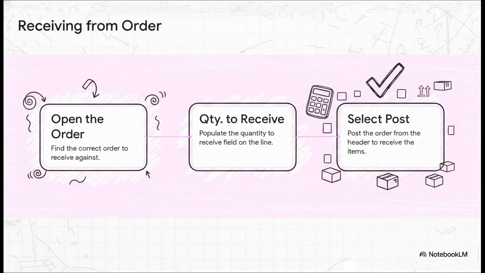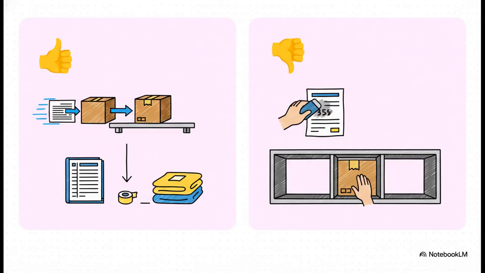Somebody opens up the order, they punch in how many items they got in the quantity to receive field, and they hit post. Boom, done. The items are in your inventory. Super simple, right? But, and this is a big but, that simplicity comes at a price. On the plus side, it's really fast. And it's actually the only way you can receive non-inventory stuff that you expense to a GL account, like shipping boxes or tape. But whoa, you gotta look at these cons.